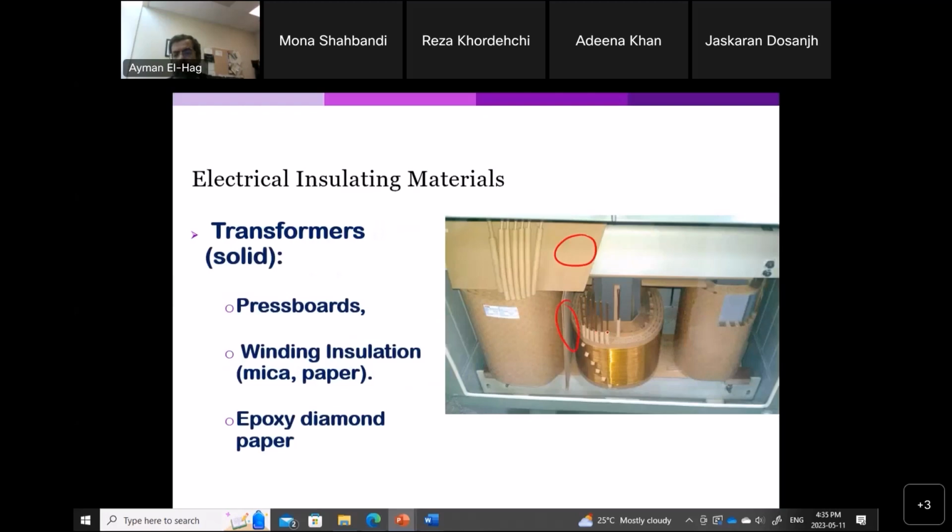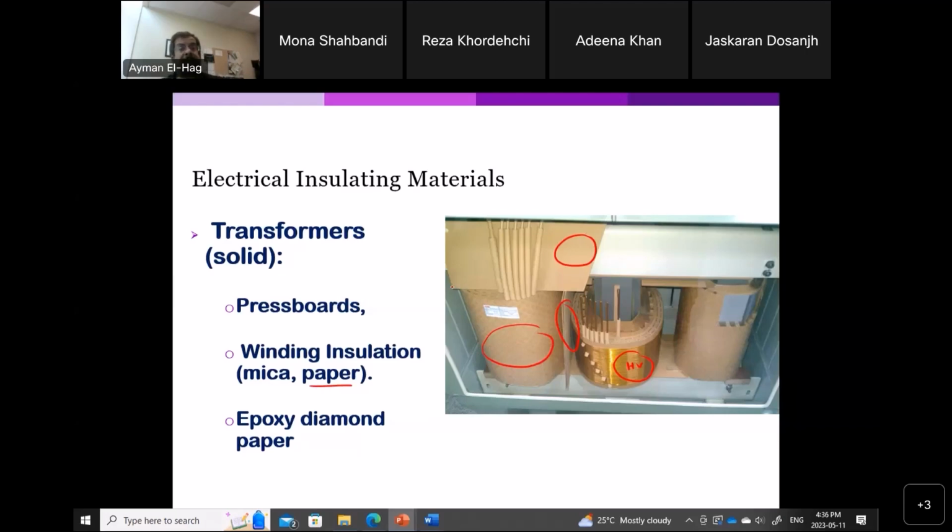Finally, transformers also have solid insulation, like pressboard. These are pressboards. This is a three-phase transformer. There is also winding insulation. You see this is the last layer, the high voltage winding, and we use mica to insulate the conductors. Sometimes we use paper to insulate the conductors. So this is another insulating material. If you see here, this material we call epoxy diamond paper. When you put it in the oven, the diamond will be activated and it will glue. So this gives very good mechanical strength and good insulation.